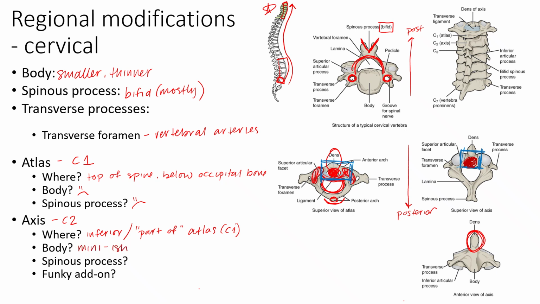Spinous process, you do have one, but it is also still bifid. And then your funky add-on is the dens. That is the part that I just pointed out that allows Atlas to rotate right and left along axis. Axis is not moving, Atlas is moving right and left along it. If Atlas doesn't move, then all you can do is up and down with the occipital condyles, yes and no.